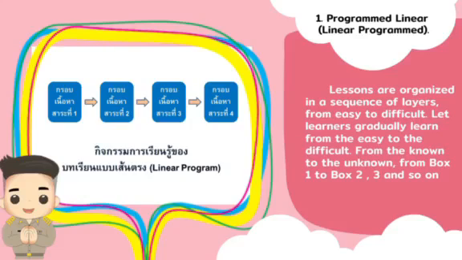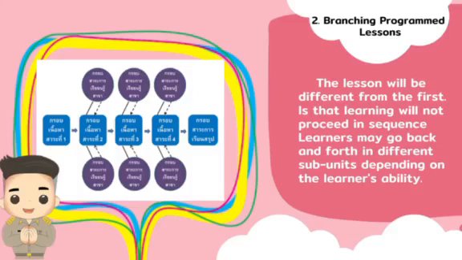Cannot skip any frame, so that learners understand first. Okay, and next is branching program lesson. At this stage the lesson is different from the first, in that learners will not proceed in sequence. Learners may go back and forth in different subunits, depending on the learner's abilities. If the student answers the question incorrectly, they may be instructed to return to the class in an additional text.